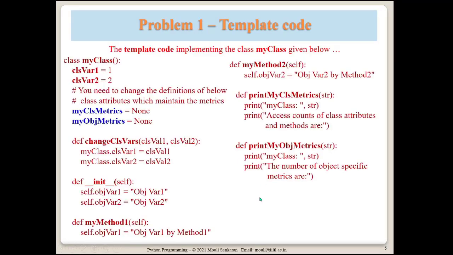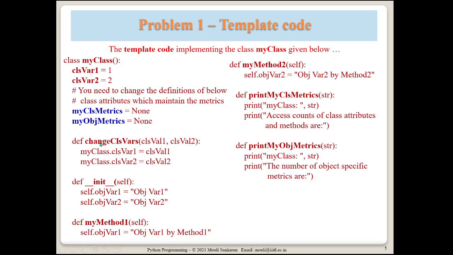Now this is the class, my class. These are the two class variables, and I'm initializing them with some value. I already defined a dummy matrix with a None, which you are supposed to change to something else. You have to code it, and then the change class variable method has been defined. You are free to add anything to it. It is going to access the class variables, both of them are getting accessed here.